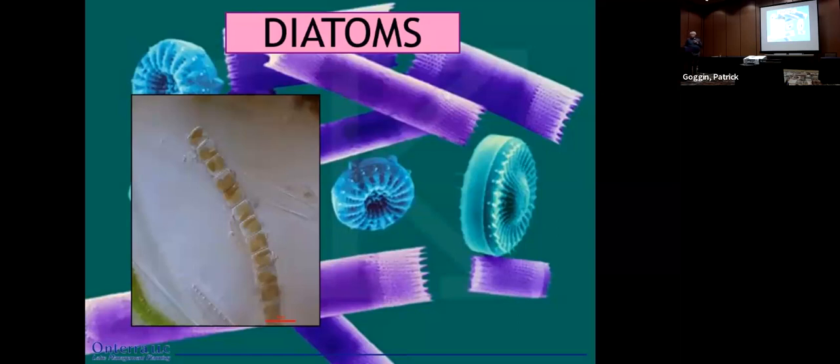So some like to live growing attached to macrophytes. Some float around in the open water. Some like low phosphorus, some like high phosphorus. Some like low pH environments, some like higher pH environments. So by looking at the changes in the diatom community in the sediments, we can really get a good idea of how the lake's ecology has changed.